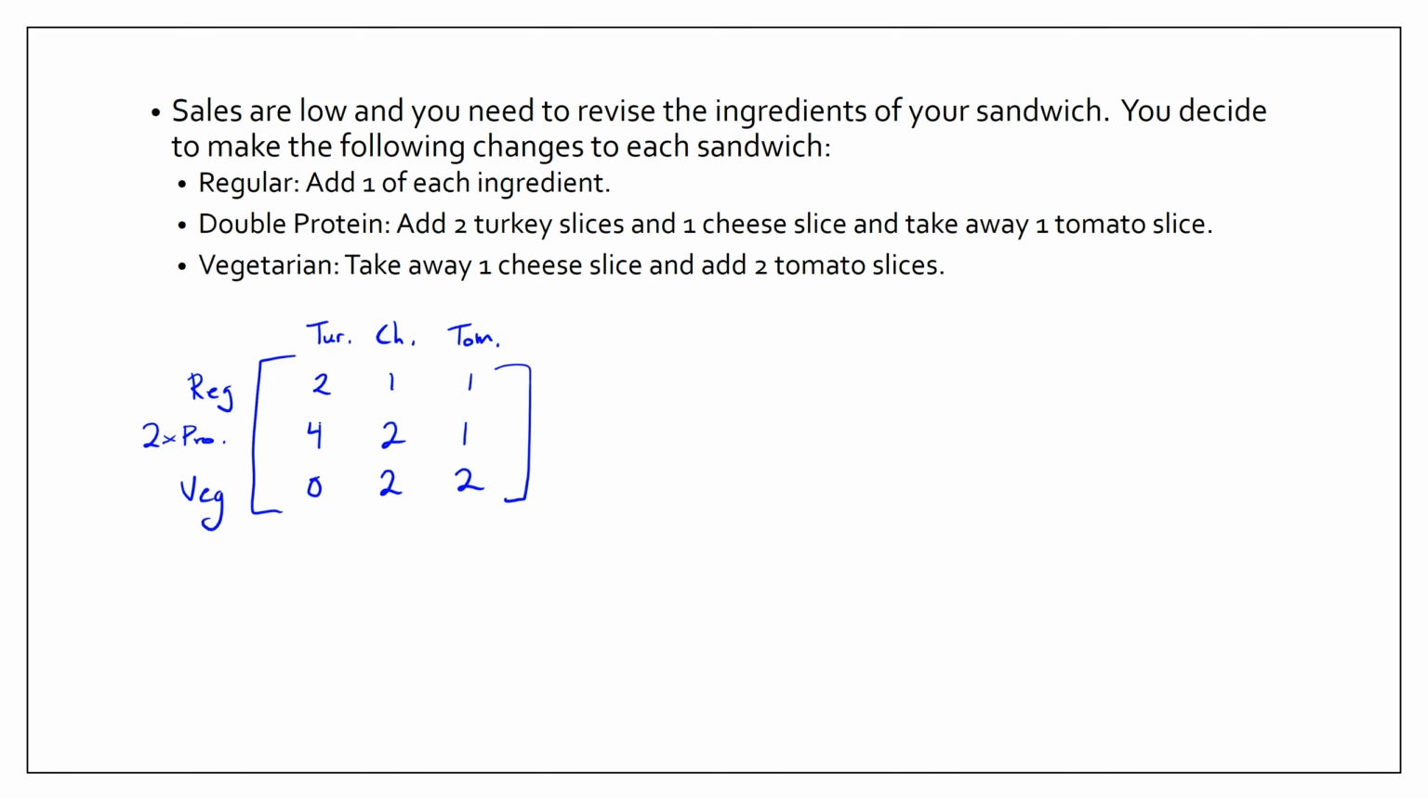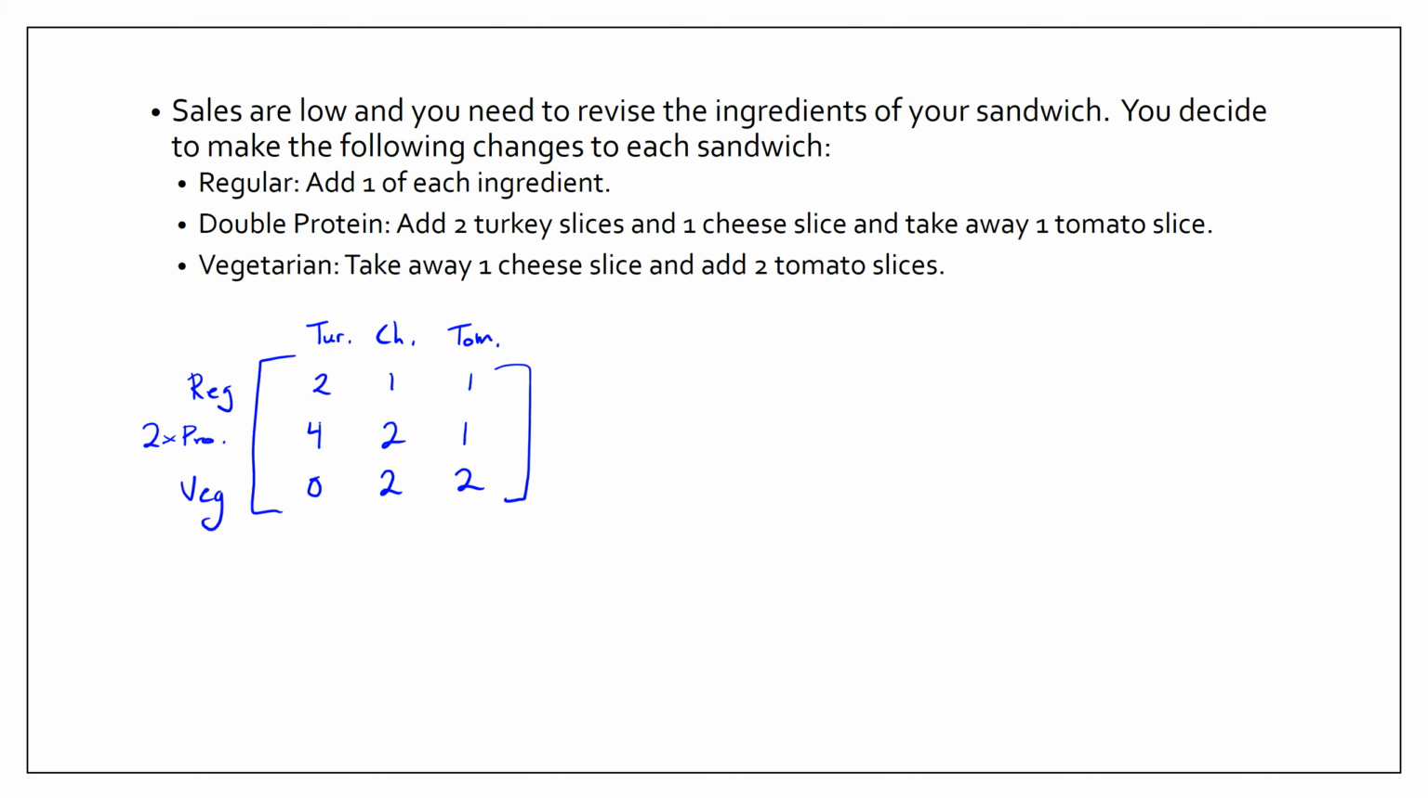There's something else we can do with matrices. So let's just think of a scenario. Sales are low. You need to revise the ingredients of your sandwich. You got to boost the business somehow. So you decide to make the following changes to each sandwich. For the regular sandwich, you're going to add 1 of each ingredient.